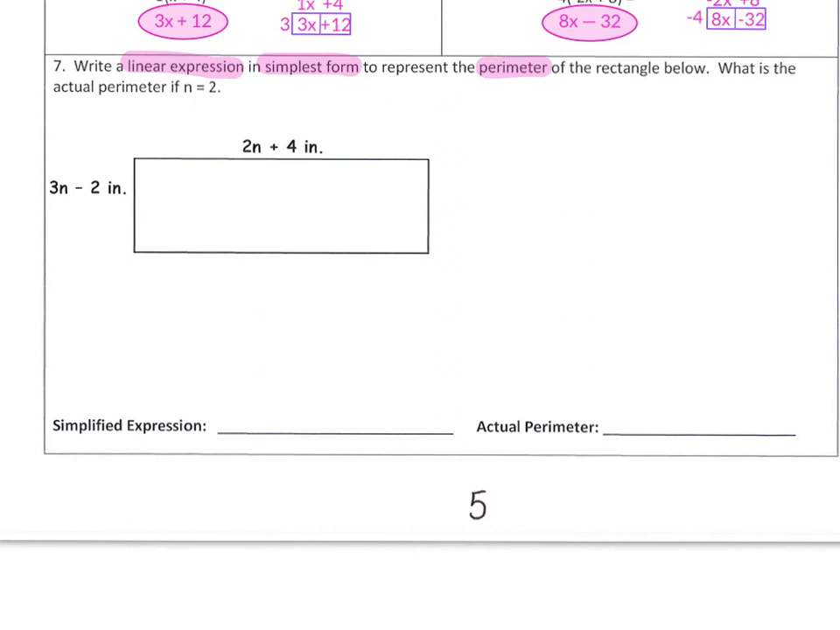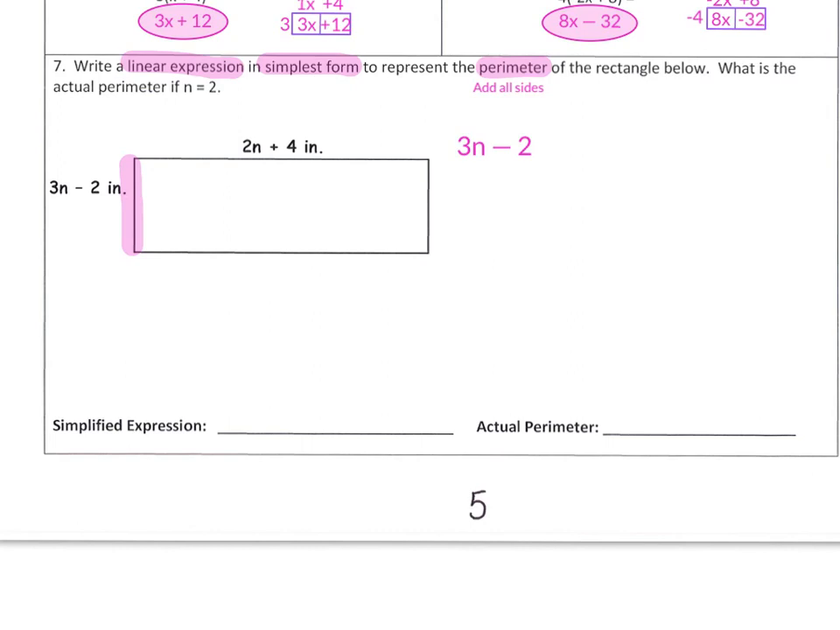Well, in order to do that, we have to know what perimeter means. So underneath perimeter, I want you to write add all the sides. That's what perimeter means. We need to add up all the sides. So if we look at this rectangle, I'm going to start by saying, okay, I'm going to add the side, the 3n minus 2.